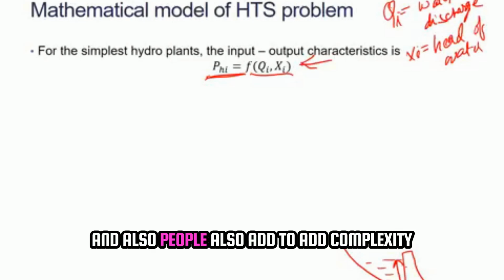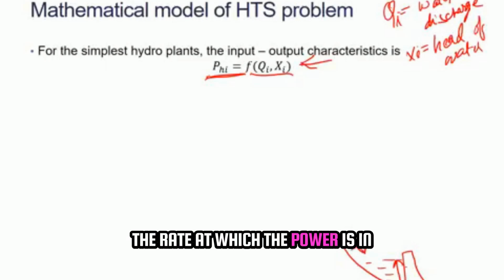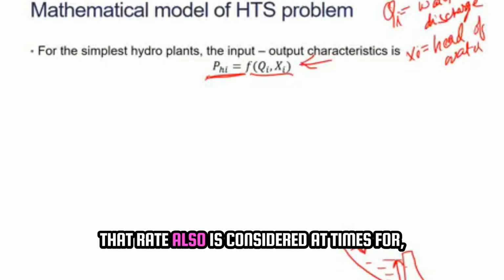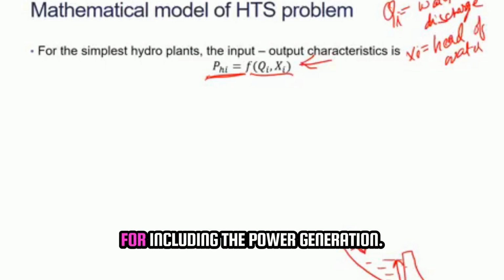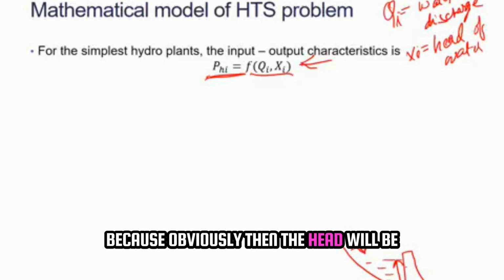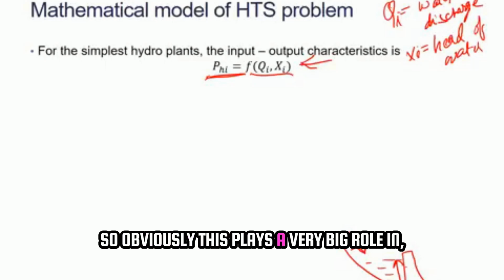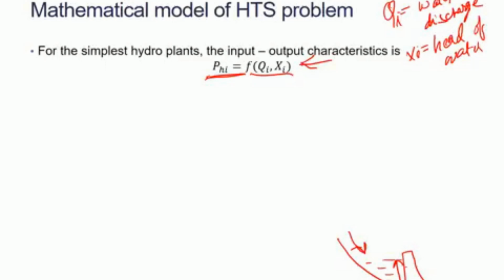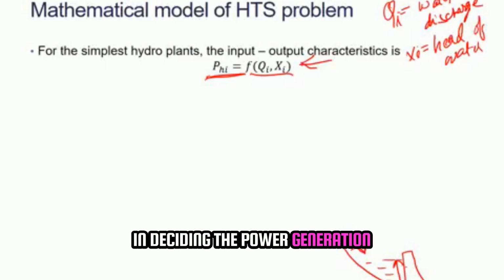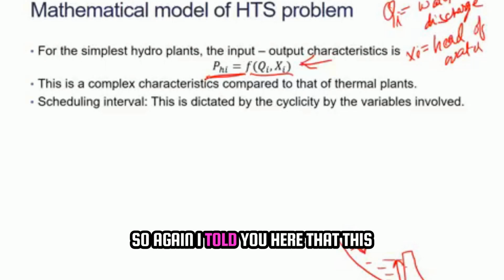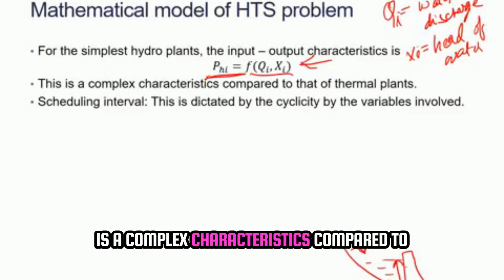And also people add complexity: the rate at which water is coming into the river is also considered at times for power generation, because the head will be maintained only if enough water inputs are there. So obviously this plays a very big role in deciding the power generation by a hydropower plant. Again, as I told you, this is a more complex characteristic compared to the thermal power plant.